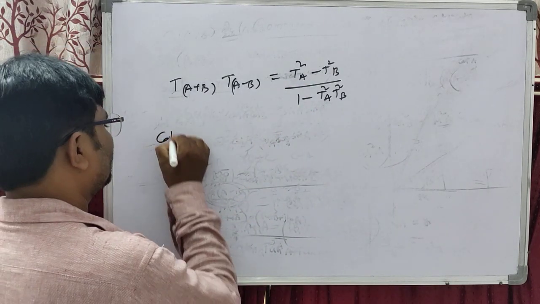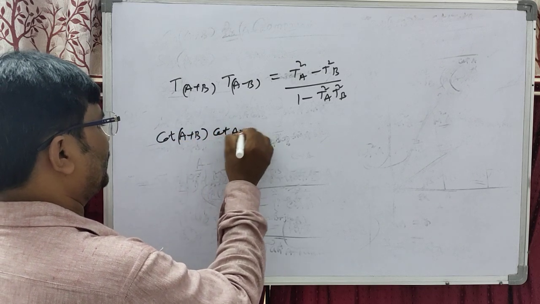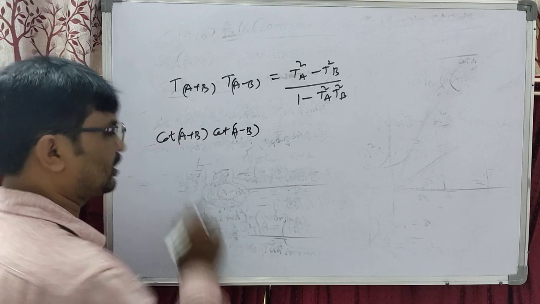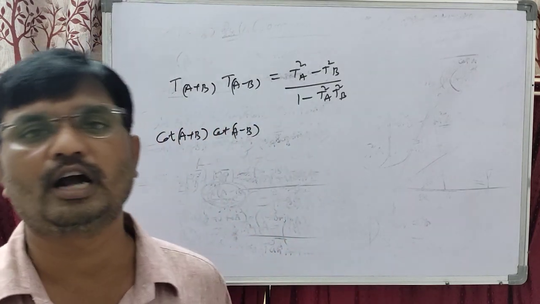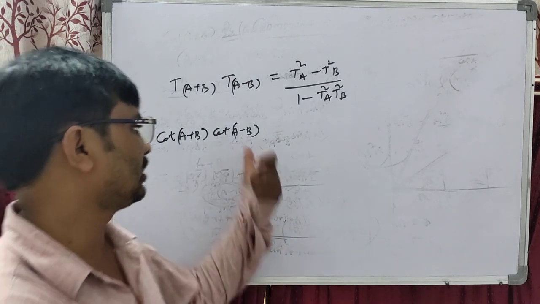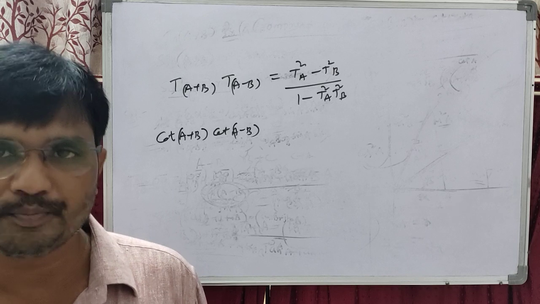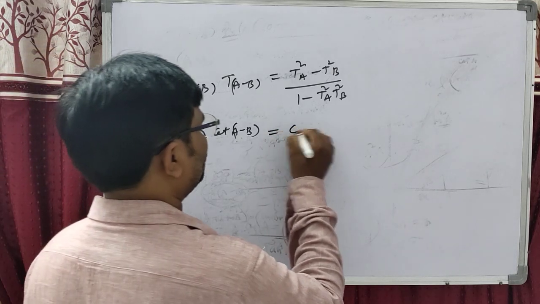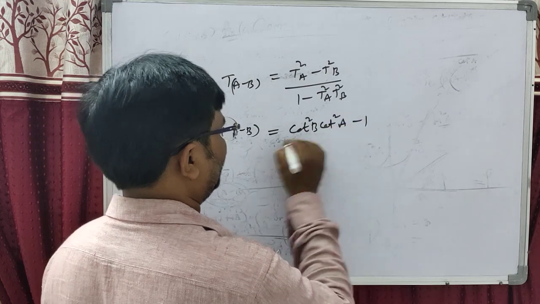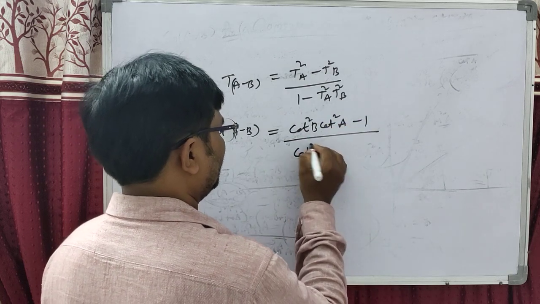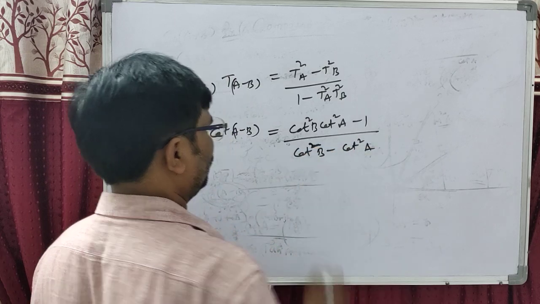My dear students, the cot of A plus B into cot of A minus B. The cot of A plus B is of the form cot B cot A minus 1 by cot B plus cot A. The cot of A minus B is of the form cot B cot A plus 1 by cot B minus cot A. Dear students, we can write it as cot square B cot square A minus 1 by cot square B minus cot square A. Okay, students.